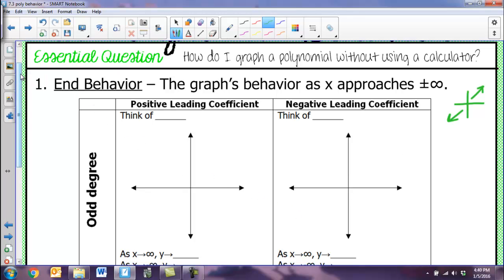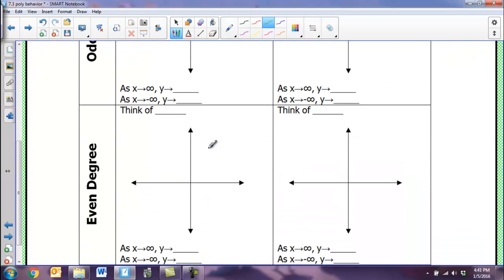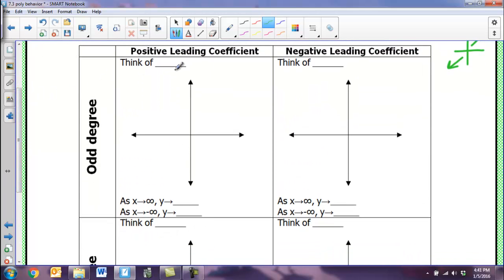There's a little chart right here for us to look at, to think about different degrees and different leading coefficients of your polynomial in order to determine the end behavior. The first thing we look at is the degree of the polynomial, so we want to find the highest exponent in there. If that degree is odd, it's going to follow this first row. If it's even, so it's 2, 4, 6, 8, it'll be over here. The other thing we're looking at is the leading coefficient. If it's a positive leading coefficient, you'll be using this column, and negative, you'll be using this column.